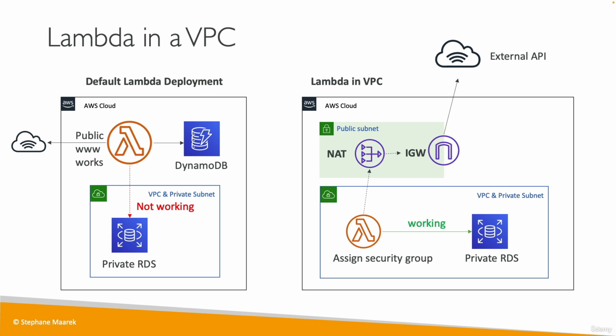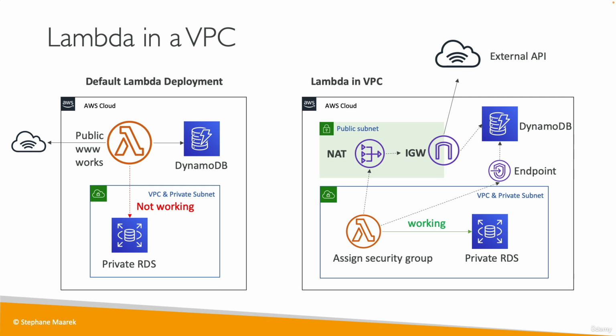And in the same way, if you want to access DynamoDB, which is a public API, first of all, you can access it through the NAT gateway, through the internet gateway to DynamoDB, or, if you wanted to keep all traffic internal, you could create a VPC endpoint for DynamoDB and have the Lambda function reach out to the endpoint directly.